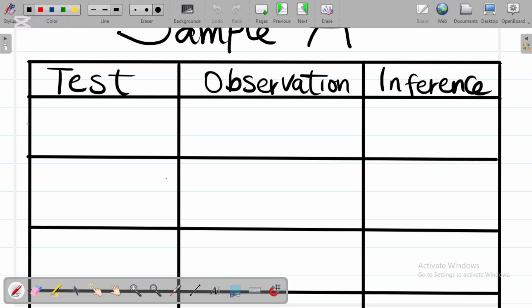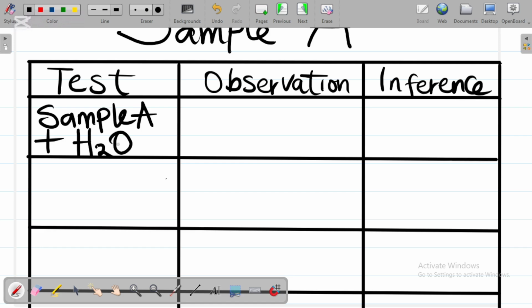All right, so the first thing we are told is to make a solution of sample A. To make a solution simply means you should mix it with water. So we have here sample A plus water. Water is H2O. If you do this in the laboratory, the observation you will get is a clear solution. That means you can see through it.